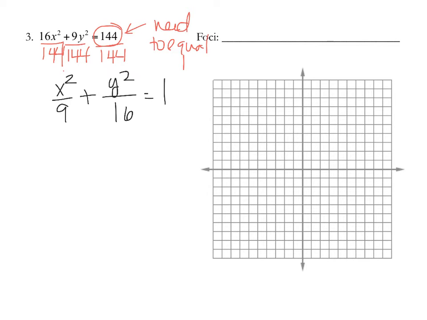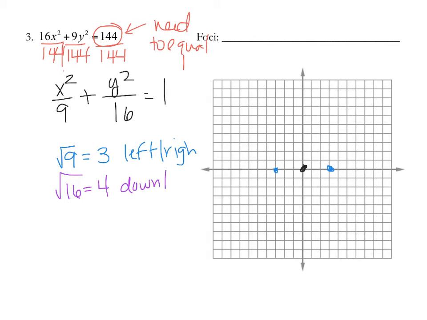And then we can do the same rules. Square root of the denominator is 9. Move in the direction of the numerator, so that means I'm going left, right, 3. So starting at the origin, left 3, right 3. And then square root of the denominator is 16. We get 4, direction of the numerator, y is in the numerator. So that's going to be up and down 4. And then we can draw our ellipse through there.